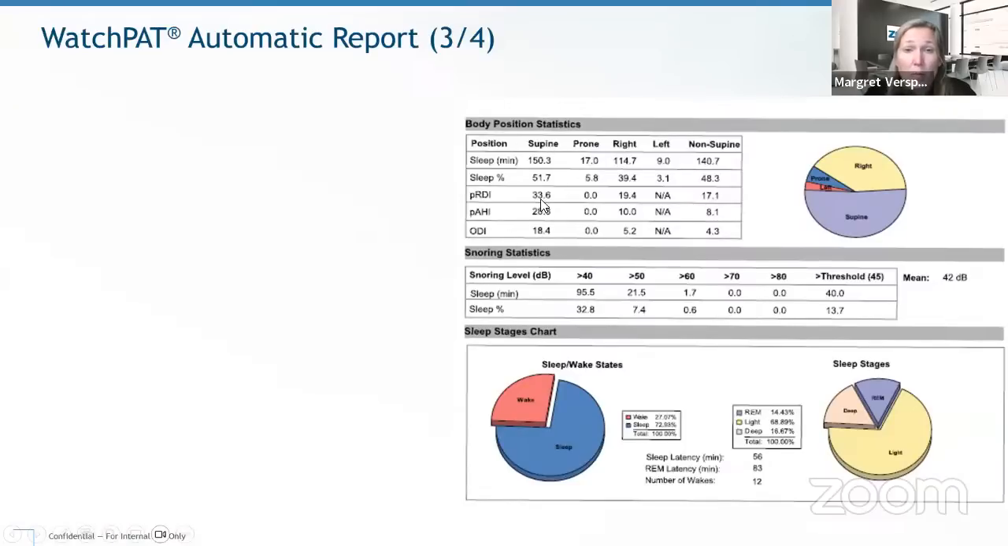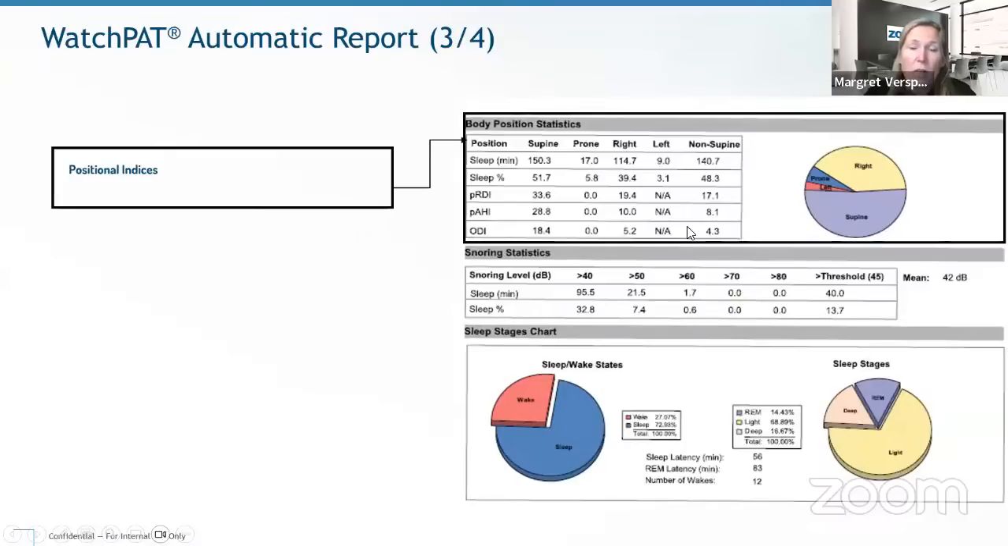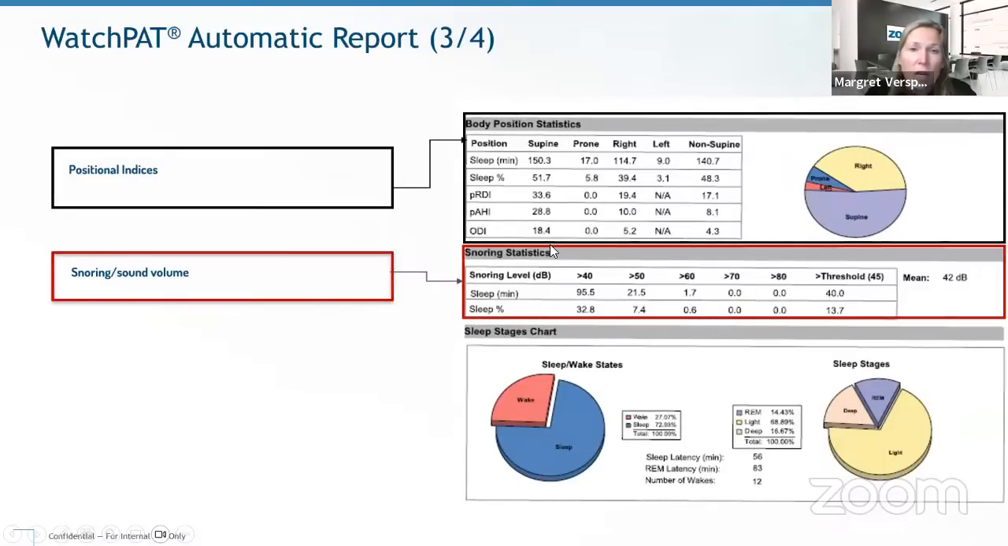Here we can see the AHI and the ODI in supine with the percentage of sleep in a certain position, and here the index in non-supine. In supine there is an AHI of almost 30, and in non-supine it's only 8. So we have here the positional indices. Here we have the snoring and sound volume, with the minutes of sleep, or the percentage of total sleep time, at a level above 40 decibels.